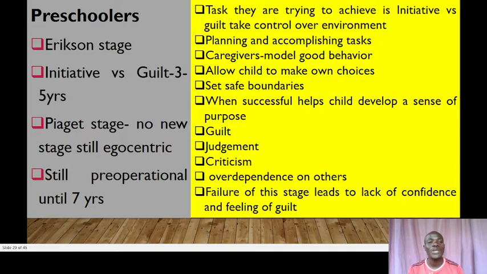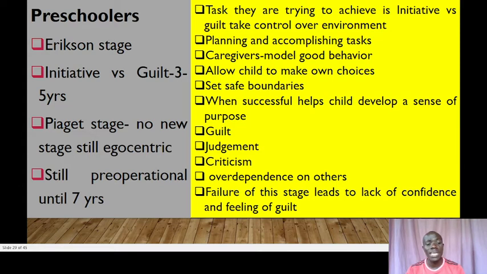From there we go to preschoolers, guys. Remember, we've looked at the infants, we've looked at the toddlers. Now we are looking at the preschoolers, number 3. According to Erikson, we're looking at initiative versus guilt. This is within 3 to 5 years. For Piaget, there is no new stage here.